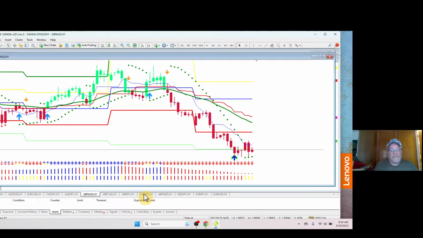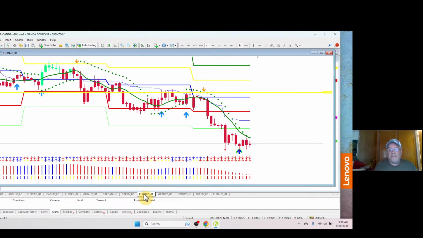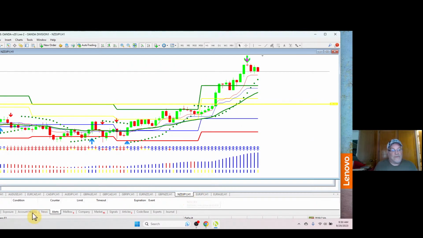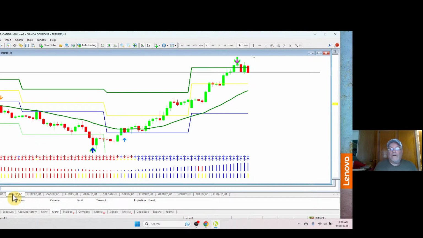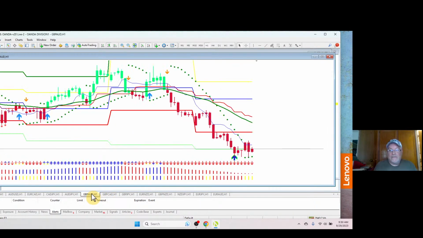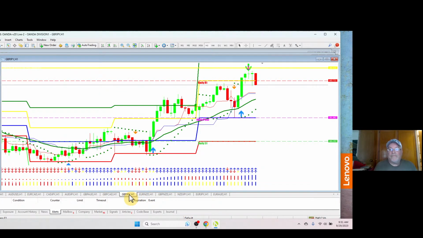So we have to keep an eye on these, because now the New York session is open. New Zealand yen, Aussie dollar, pound Aussie, the pound yen. Yep, see, it's taking that candle out, but that's back to where I got it before.